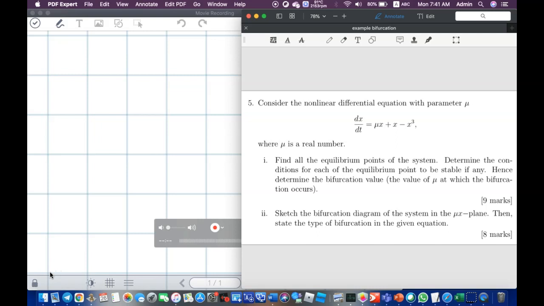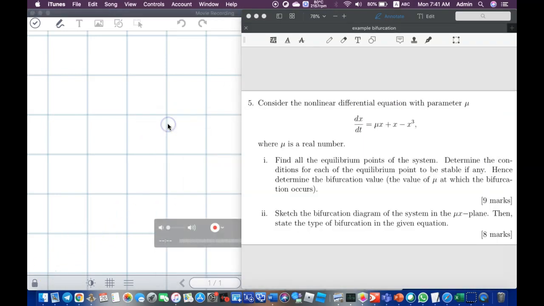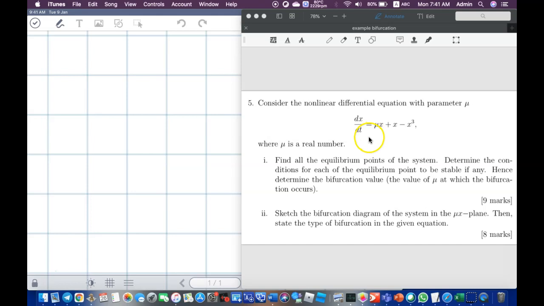For today's lesson, I will give you an example regarding the bifurcation of a 1D system. You are given a 1D system where there is a parameter mu. Okay, so now look at the question.